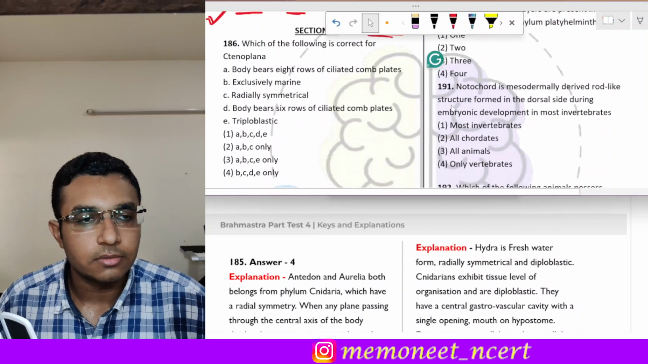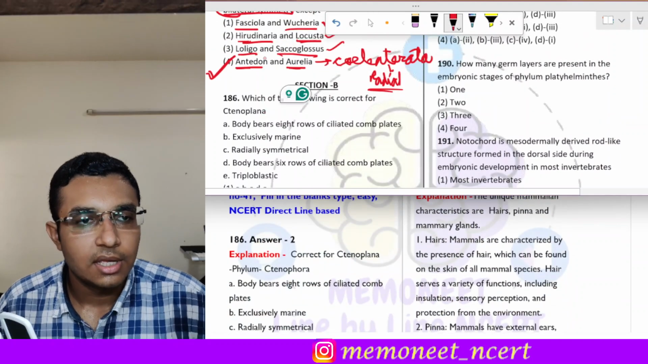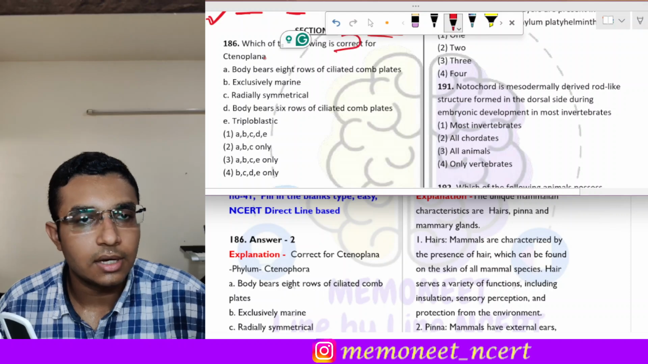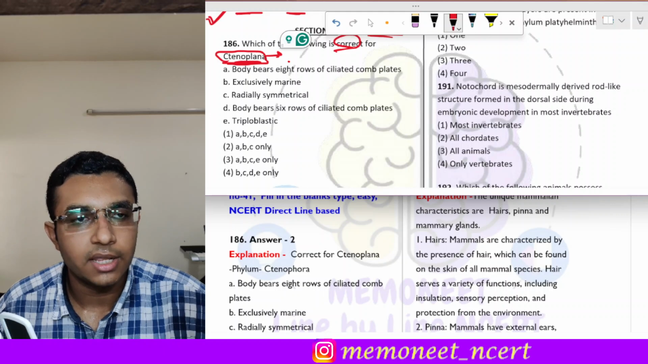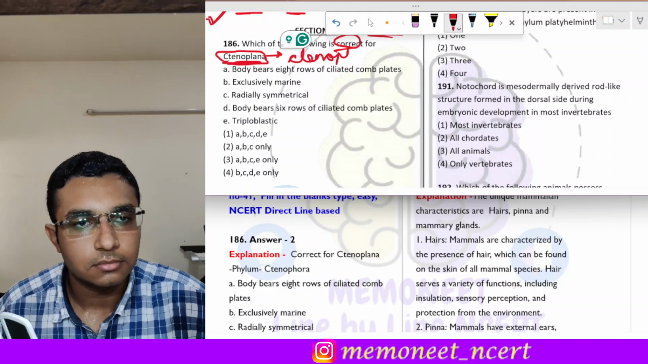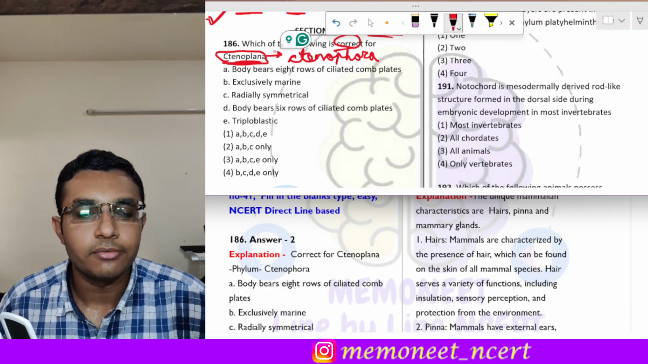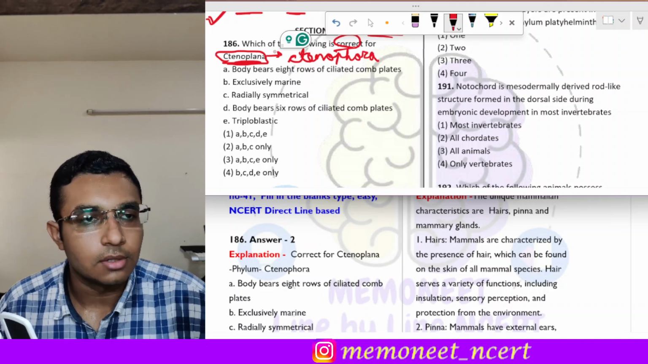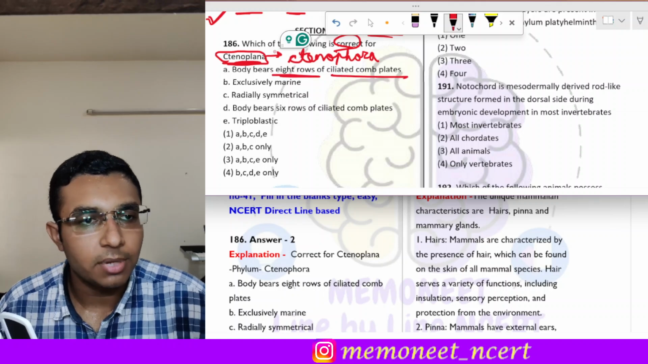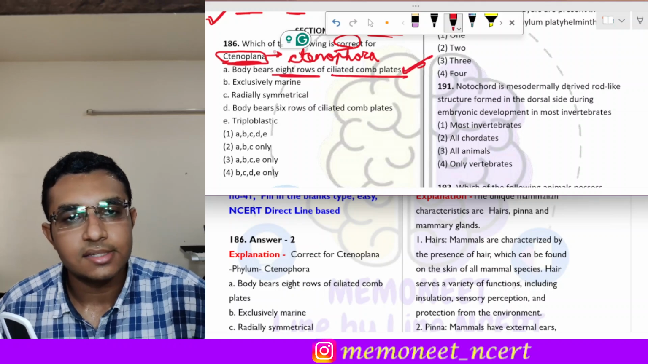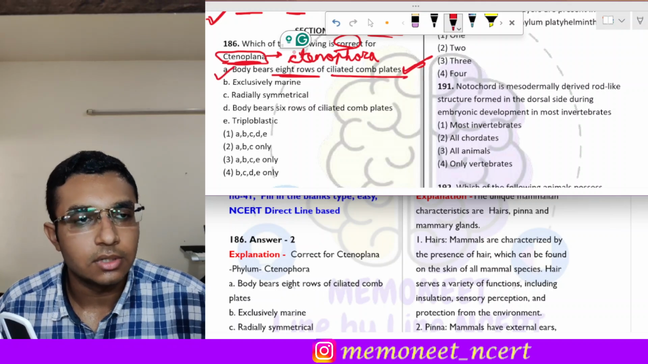Moving on to the next question, that is question number 186. The question 186 states that which of the following is correct for Ctenoplana. Okay, now Ctenoplana belongs to phylum Ctenophora, and among the following 5 statements we have to identify which of them is correct. Okay, so the first is the body bears 8 rows of ciliated comb plates. So yes, this is a characteristic feature of Ctenophora and Ctenoplana. So A is correct.